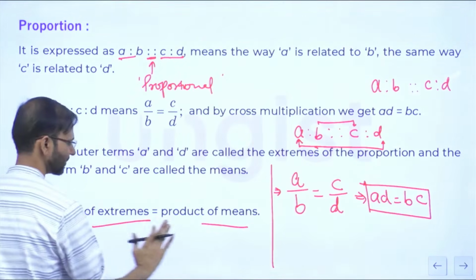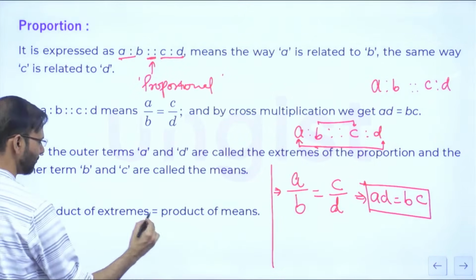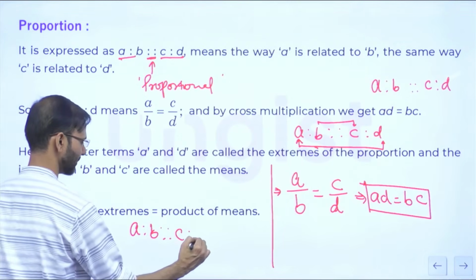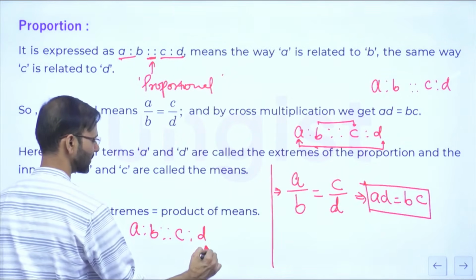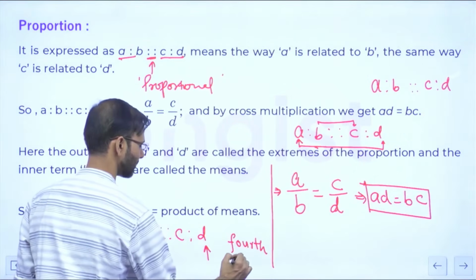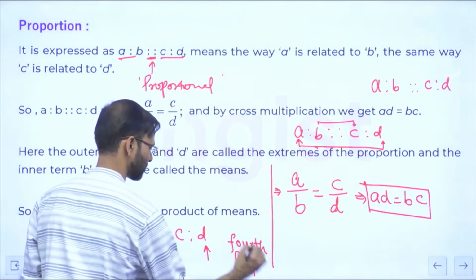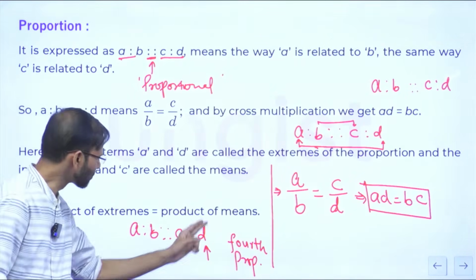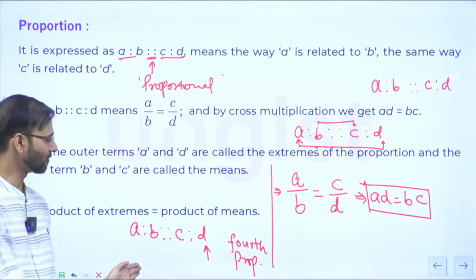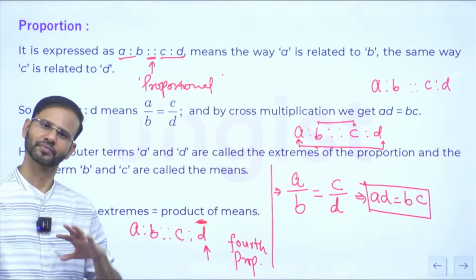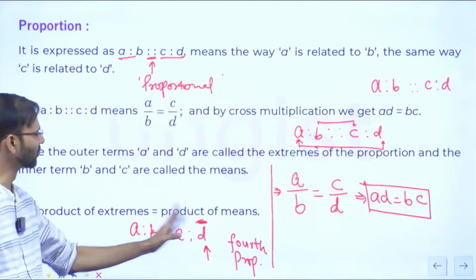Let me tell you one thing. If you have 4 terms, A is to B is proportionate to C is to D, then this term is known as fourth proportion. Mainly the question will come where the fourth proportion is asked. If all 4 terms are there, then the fourth term will be known as fourth proportion.